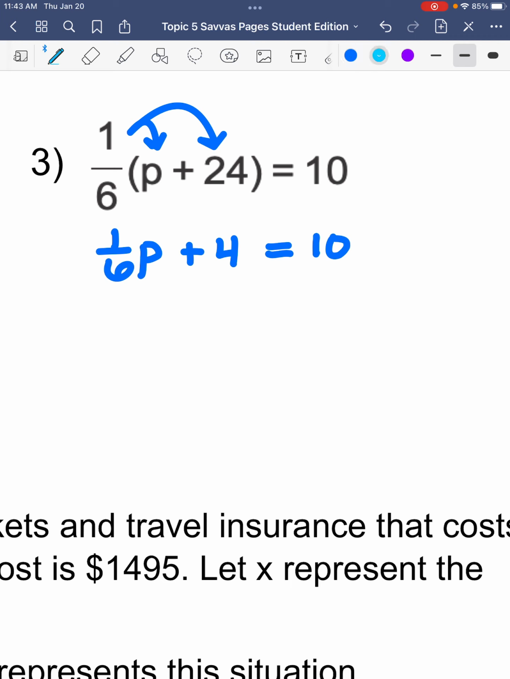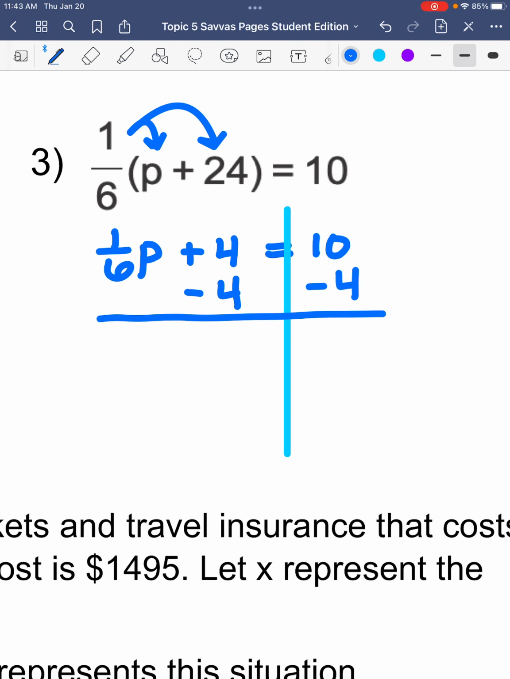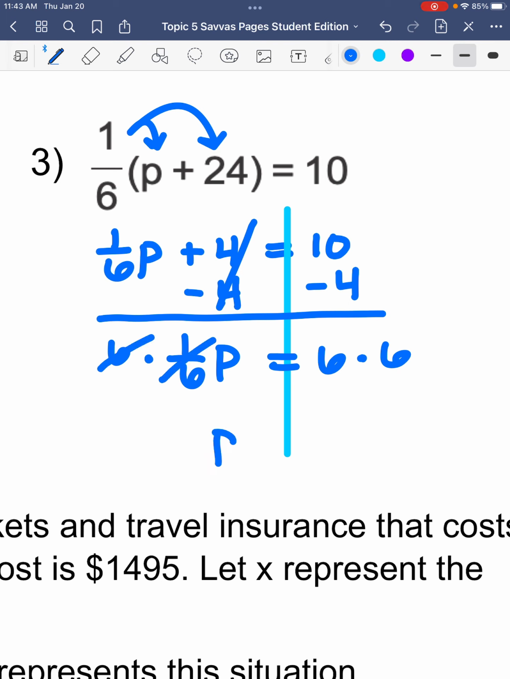Okay, this should look like an equation that you know how to solve now. So the first thing I'm going to do is undo that adding 4 by subtracting 4, that opposite operation. On the side with the p, the 4's cancel out. I'm left with 1/6 p equals 10 minus 4 is 6. Now to get that p by itself, I can divide by 1/6, but that's the same thing as multiplying by the reciprocal, 6 over 1, which is really just 6. So I'm multiplying by 6 on both sides. On the side with the p, everything cancels out. P is by itself. 6 times 6 is 36. So p equals 36 is my answer.